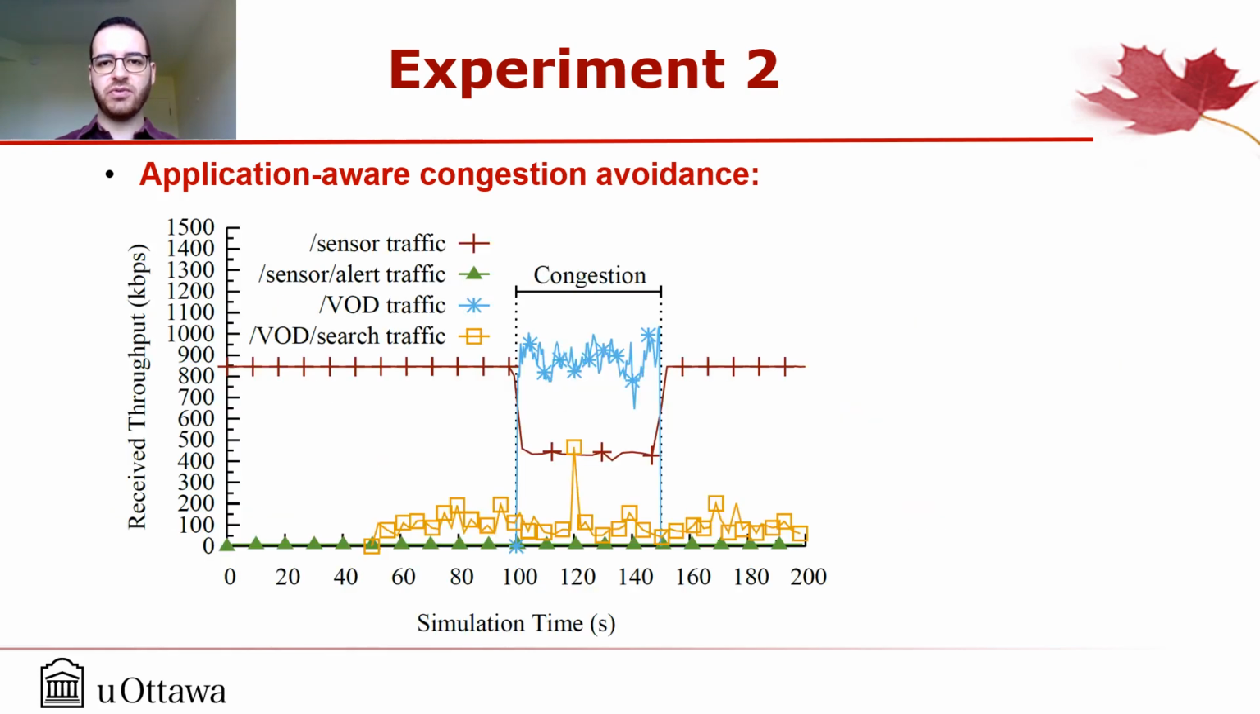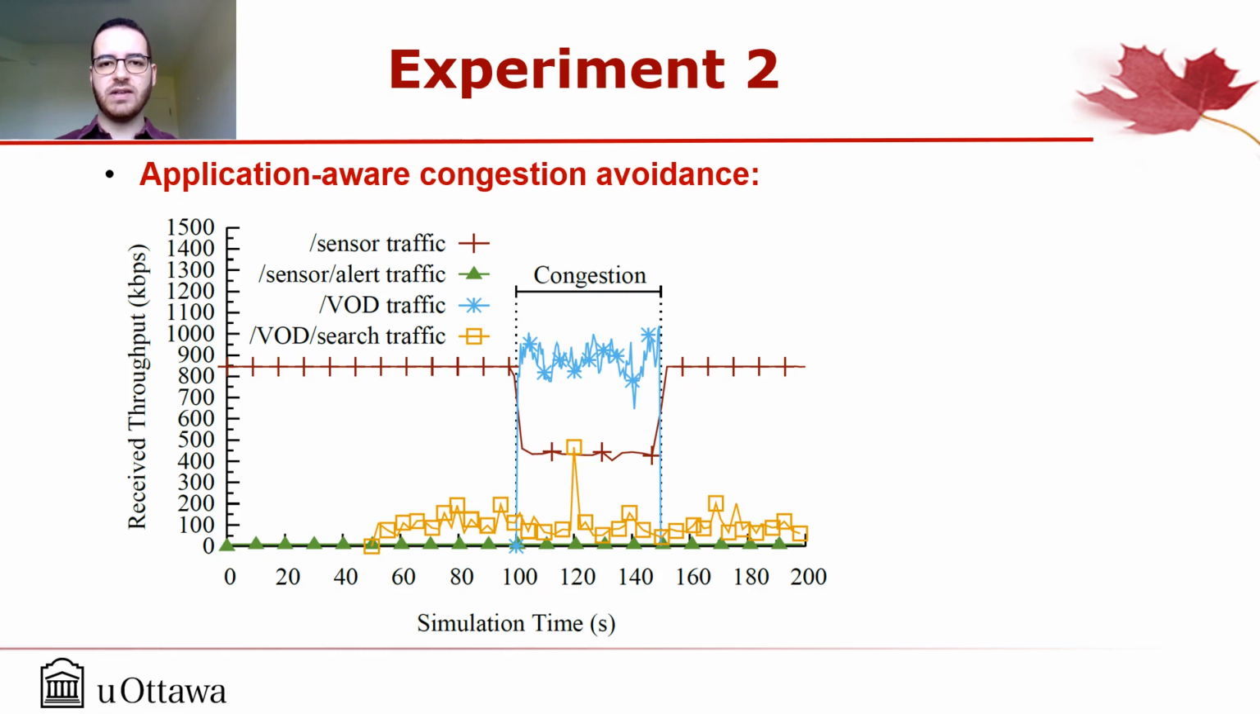Here are the results we obtained when we measured the received throughput of every application. There are several applications running in the network. The sensor application has two namespaces: /sensor, which corresponds to a publish-subscribe flow, and /sensor/alert, which corresponds to a push flow. The VOD application is a normal pull application with two flows, one corresponding to the video search, while /VOD corresponds to the video streaming flow.